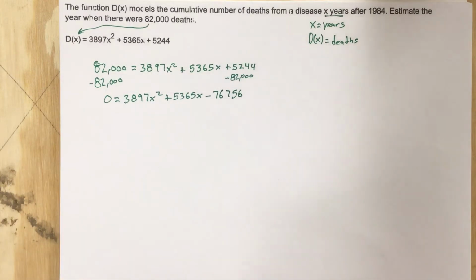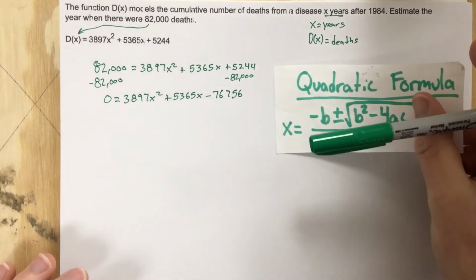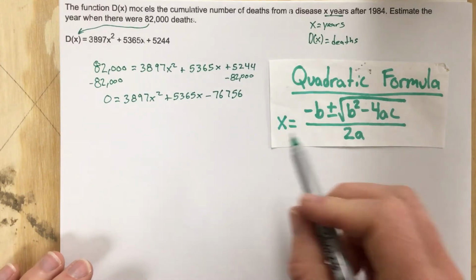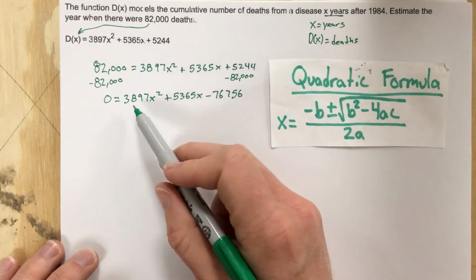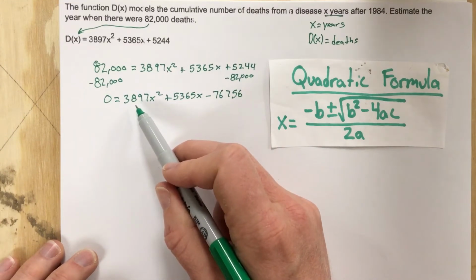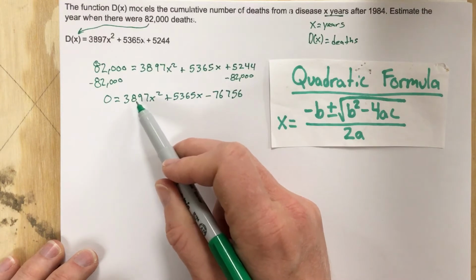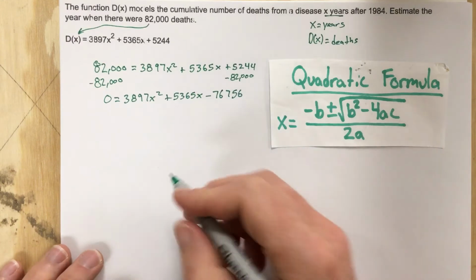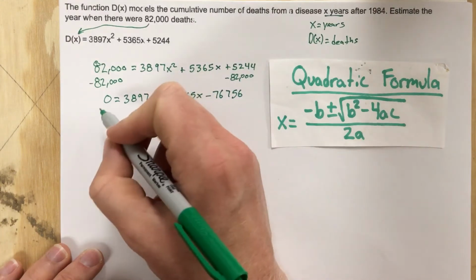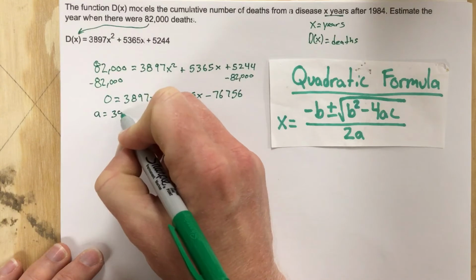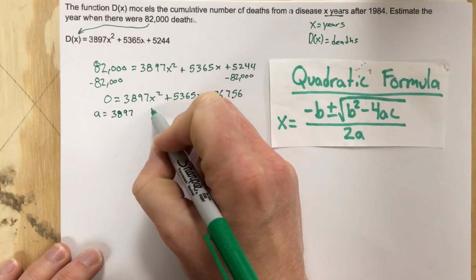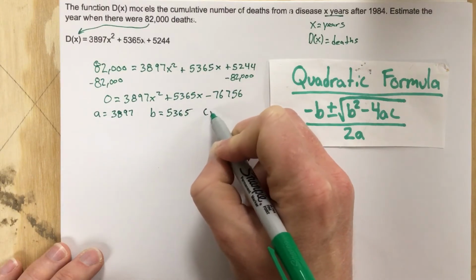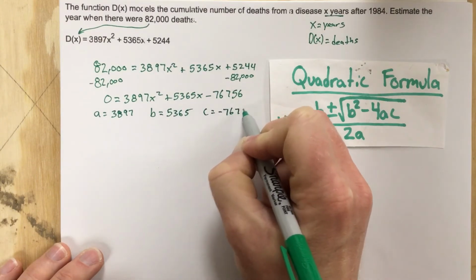Now we're going to use the quadratic formula. I guess I need to state why we're using it. Obviously a is not 1, so we don't want to factor it. And because a is not 1, we also don't want to complete the square with this. So we're going straight to the quadratic formula. In the quadratic formula, a is 3,897, b is 5,365, and c is negative 76,756.